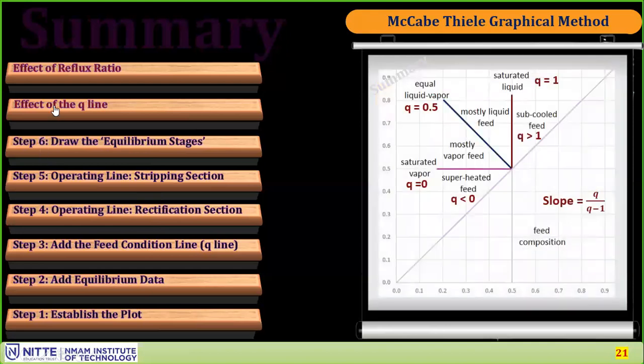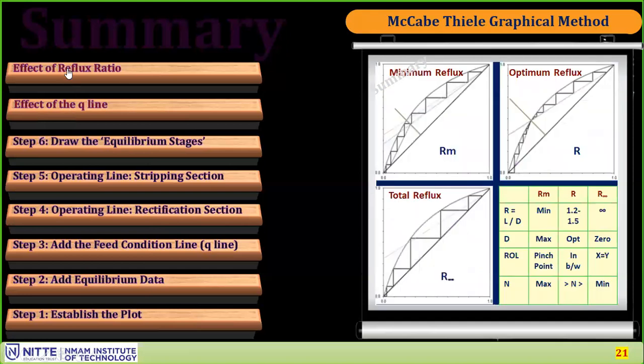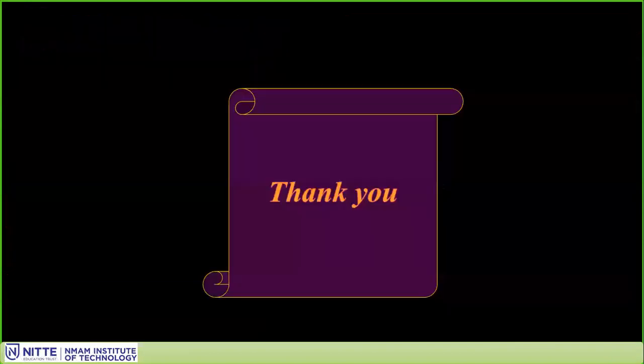Then we have seen the different Q lines, and how they affect the number of stages. Plus we have also observed how this Q value is calculated, and I have explained it using the boiling point diagram. And in the last part we have seen reflux ratio, two extreme conditions, minimum reflux and total reflux, then the optimum condition, that's in between. How do we use it, what are the different aspects of this. Yeah, that's the end of this video. Thank you.